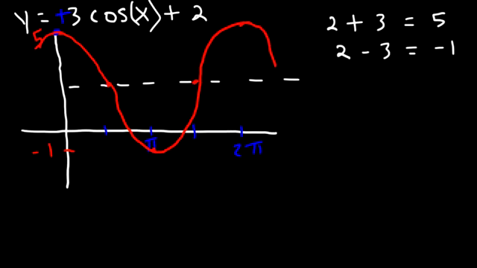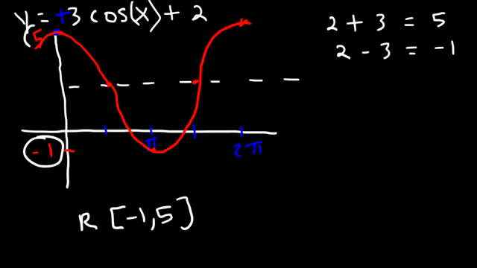And if you want to, you can extend the graph. But if you just want to graph one cycle, which is usually the case, you can stop there if you want to. Now, what is the range for the function? The range is going to be -1 to 5. It's from the lowest y value to the highest. And that's it for this example.